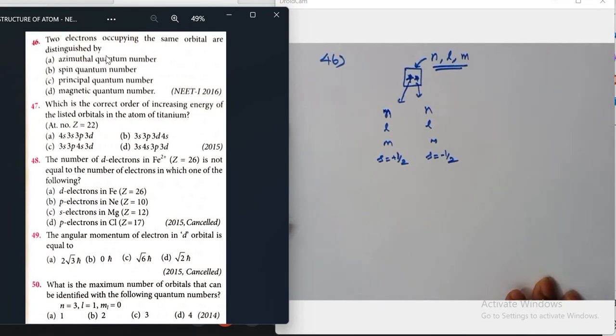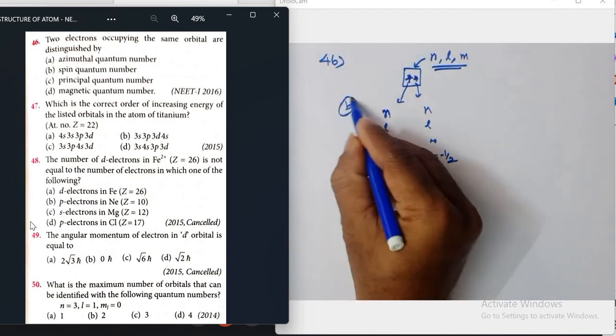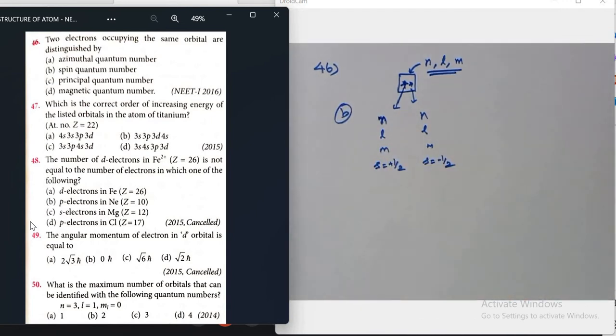So, can you identify the answer? Two electrons occupying the same orbital are distinguished by: azimuthal quantum number, spin quantum number, principal quantum number, or magnetic quantum number. Which one is correct? Spin quantum number, option B. Yes, only the spin value differs.